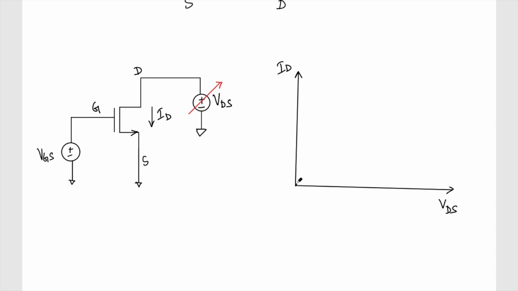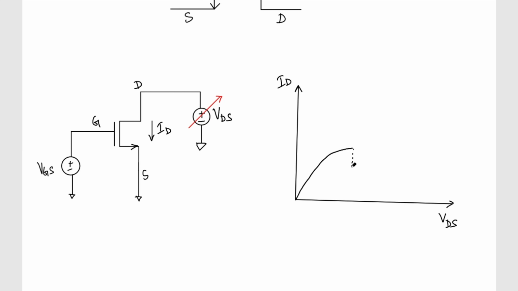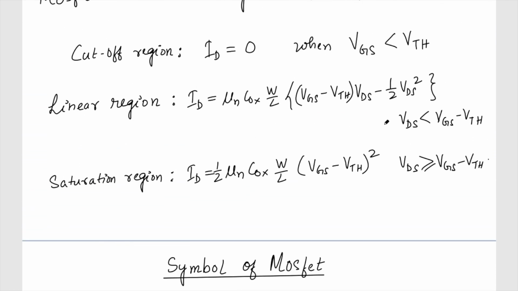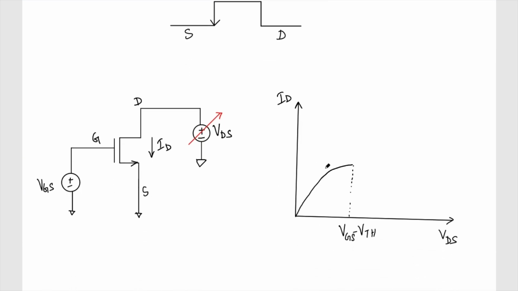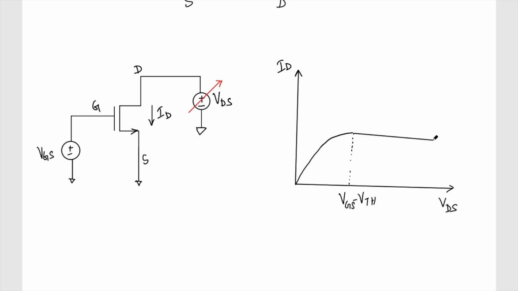When my VDS is lesser than VGS minus VTH, it will be following this equation. As soon as the VDS becomes greater than VGS minus VTH, it will reach this expression, and my ID will not change with the change in the VDS. So it will be almost like a constant. There is no more variation of the ID with the VDS.